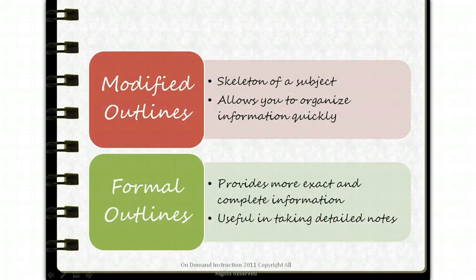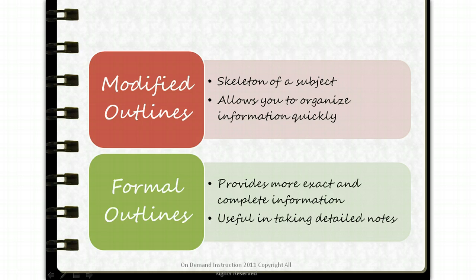A modified outline is a skeleton of a subject. In a modified outline, main ideas are written as headings and are sometimes underlined. The major details are listed under main ideas using numbers, letters, indentation, or simply dashes. This allows you to organize information quickly.